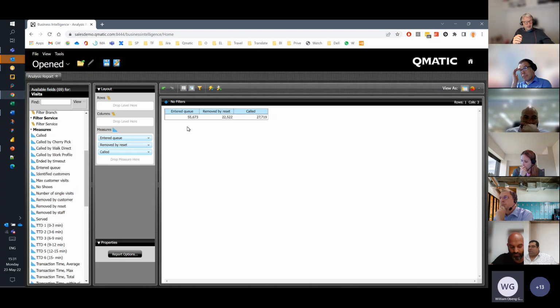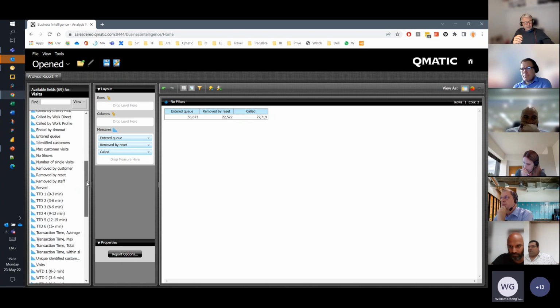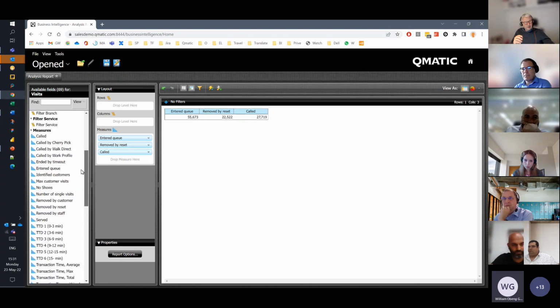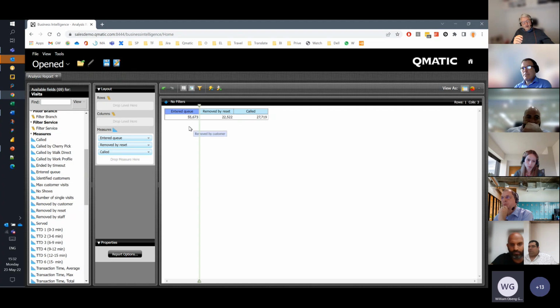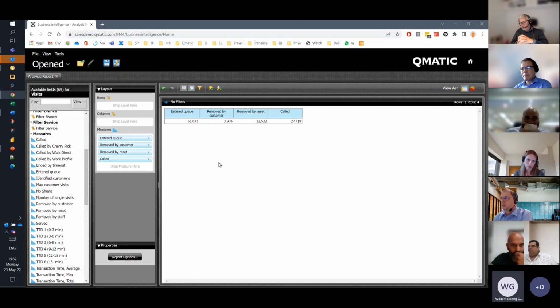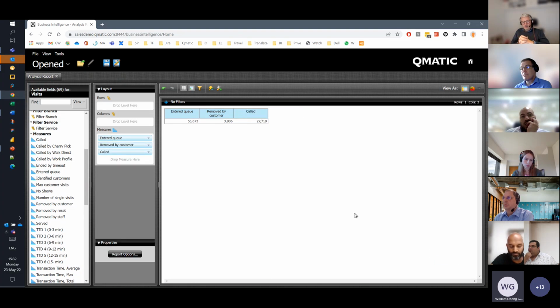There's one thing I want to say here, and that is removed by customer, because customers can remove themselves. But then you might ask the question, how does a customer remove themselves from the queue? Well, the only real way to do that is in mobile ticket. I don't know if you know the function leave the line, but if I take a mobile ticket, suddenly customers can leave the line, and some of them do. And that's this number very often. It's the removed by customers number. So I will actually remove the one by reset. So this makes some sense to me.